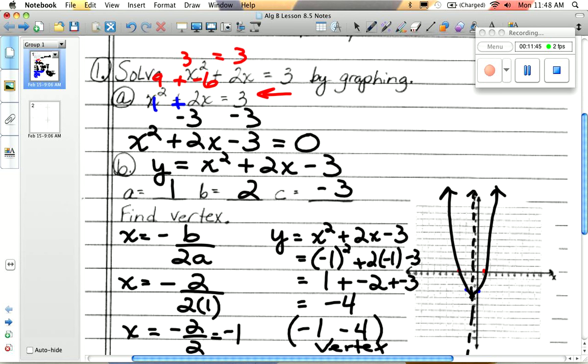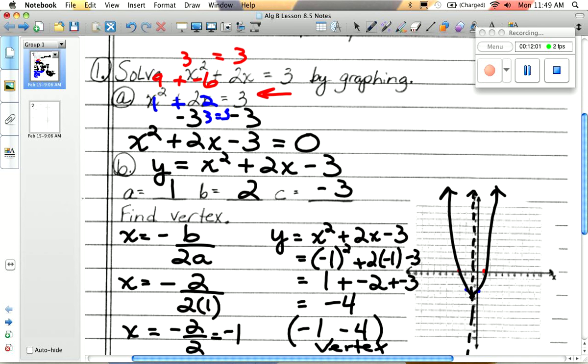2. What's 1 plus 2? 3. So we get 3 like we're supposed to. It checks out, doesn't it? So I'm not going to make you do those check problems, but I want you to understand that we just found the 2 solutions this equation has.